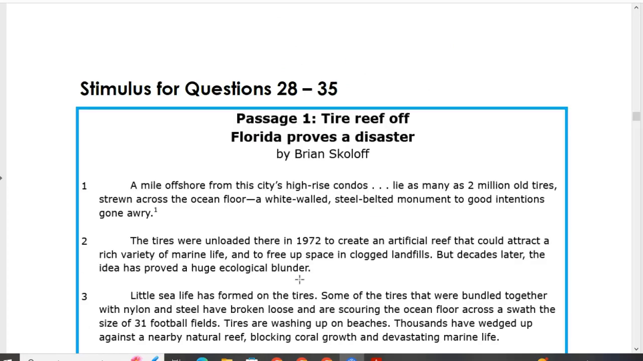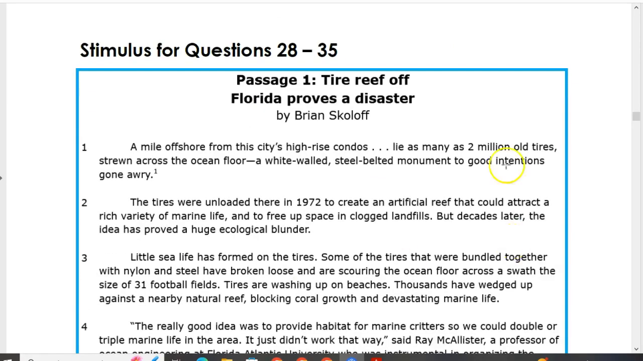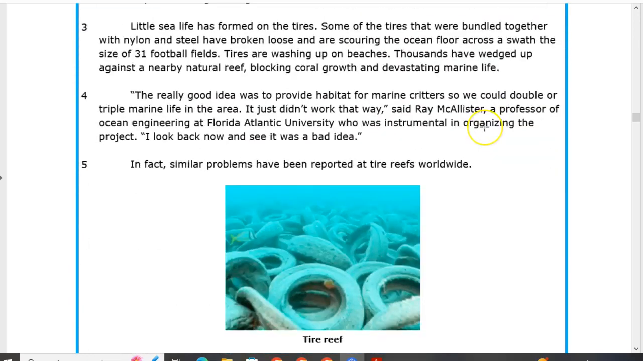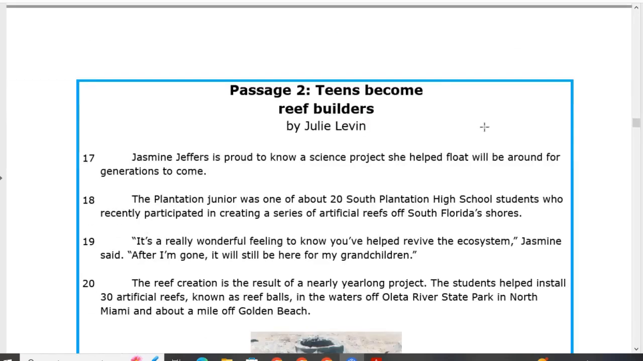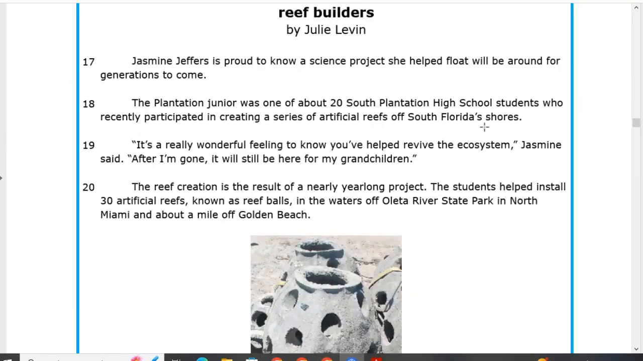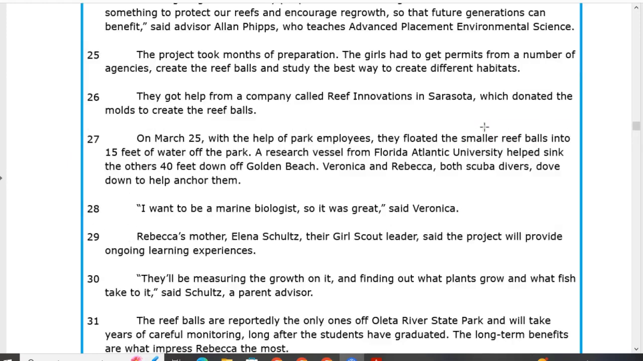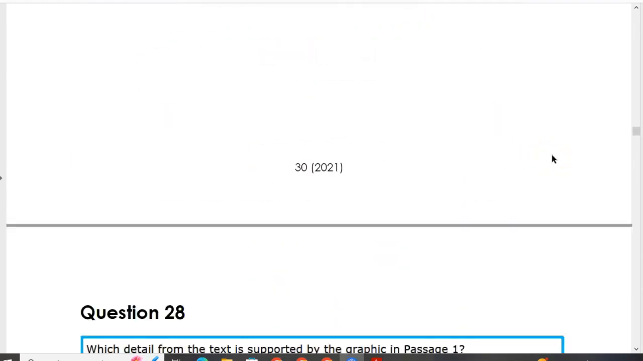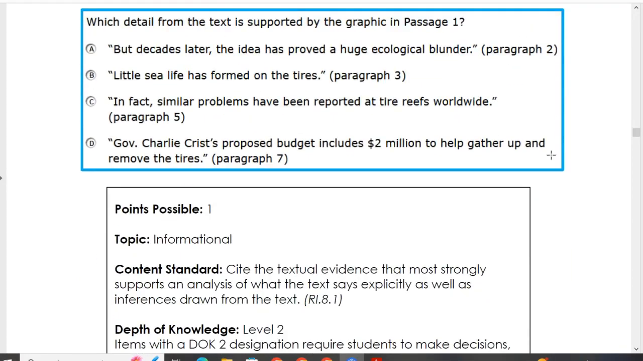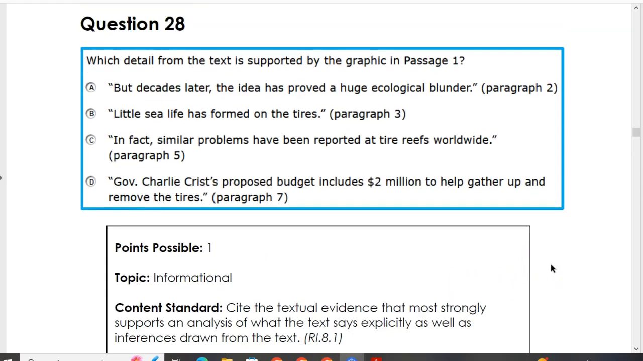Okay, this one is the one where we start to read. This one's over the tire reef of Florida proves a disaster, and teens become reef builders. So after you've read that, you have these. So this is a level 2 question. It's 1 point. Cite textual evidence. So which detail from the text is supported by the graphic in passage 1?